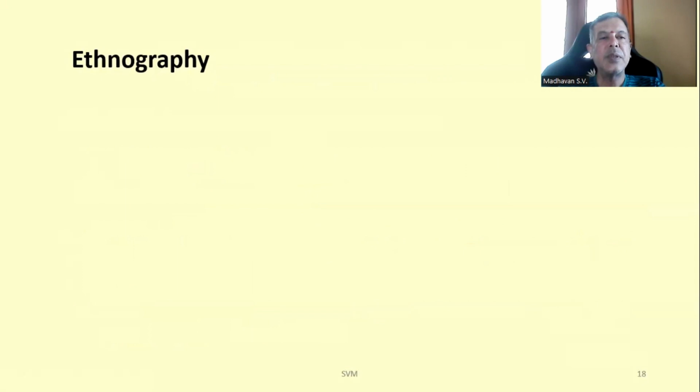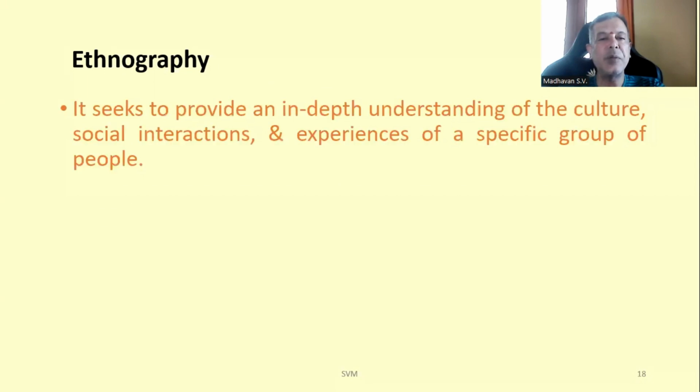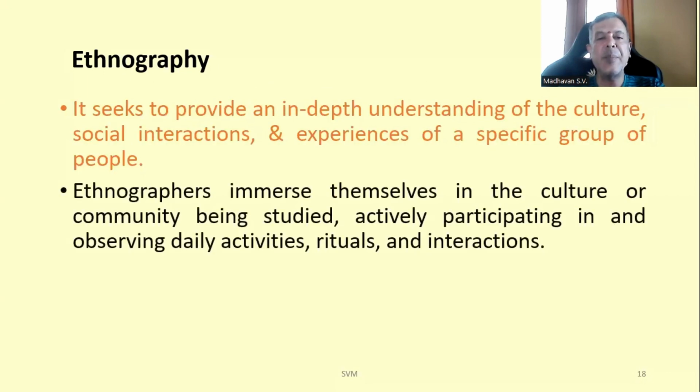Next type of qualitative research method is ethnography. It seeks to provide an in-depth understanding of the culture, social interactions, and experiences of a specific group of people. Ethnographers immerse themselves, means they will merge into the particular community or culture which is supposed to be studied, actively participating in and observing daily activities, rituals, and interactions. Means mainly they use this participant observation method.